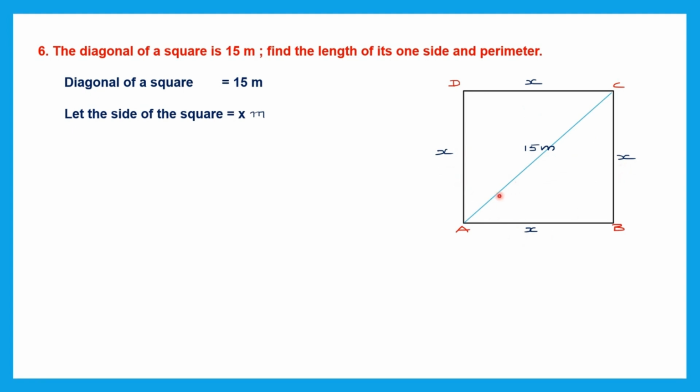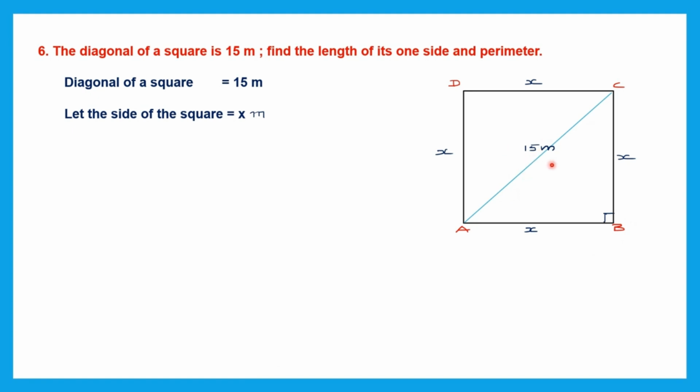Now we can make use of this diagonal that's given to us. This diagonal has divided the square into two triangles. Let's look at this triangle, triangle ABC. Now here, as you can see, angle B here is 90 degrees. And the side that is opposite angle B is called the hypotenuse. So this is the hypotenuse.